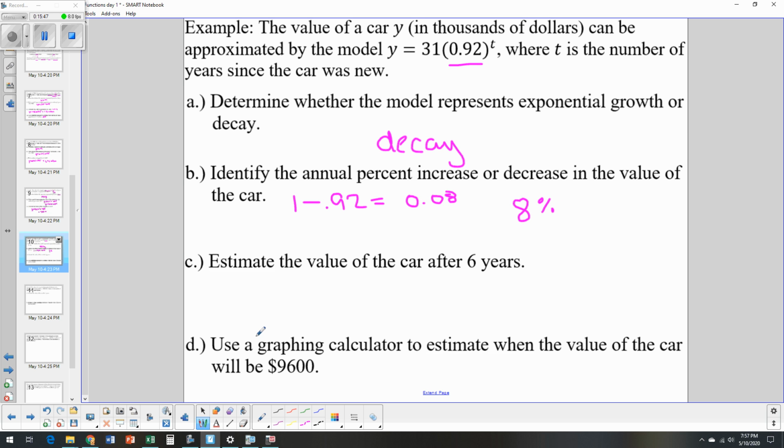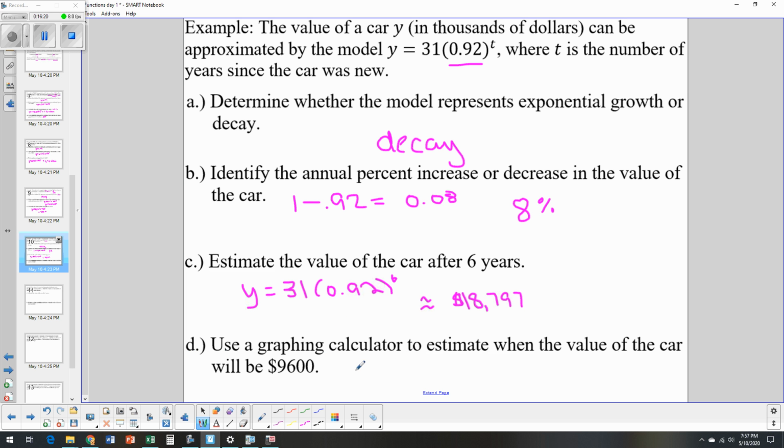For part C, estimate the value of the car after 6 years. So we're just plugging 6 in for t here. So we have 31 times 0.92 to the 6. When I do that, I get about 18.797. Since that was in thousands, I'm going to say $18,797. I could have said 18.8 thousand. That would have been acceptable as well.